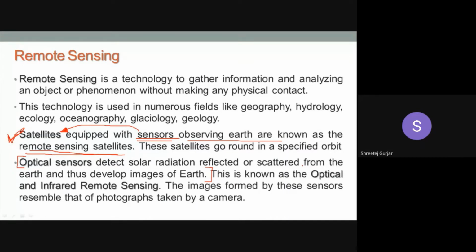We use various kinds of sensors and various radiations. Okay, depending upon the radiation and the light source and the sensor, we get different kind of data. Okay, so this is known as optical or infrared remote sensing, wherein we use optical sensors and we use infrared light. Okay, so optical and infrared remote sensing. The images formed by these sensors resemble the photographs taken by the camera. Okay, so when we are dealing with optical sensors, the output that we get from these sensors resembles photographs that are taken by a camera.